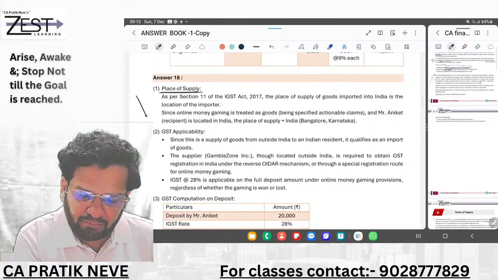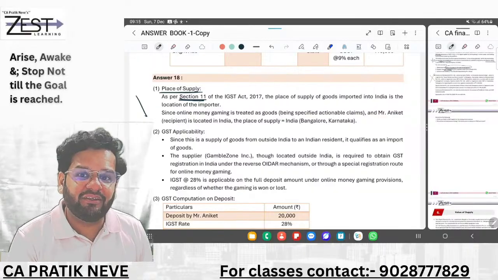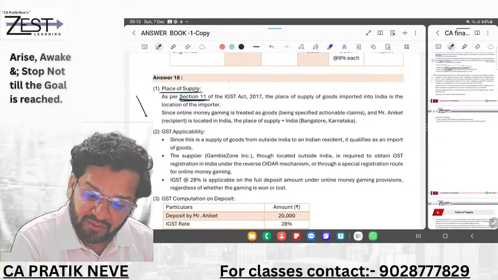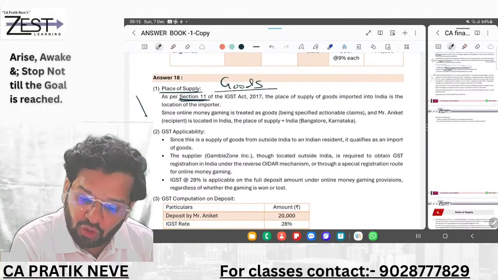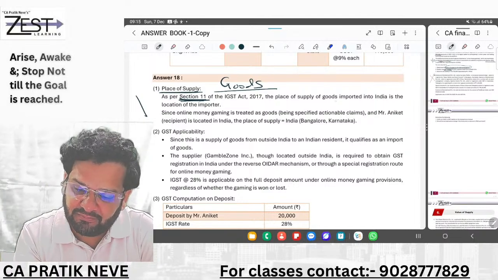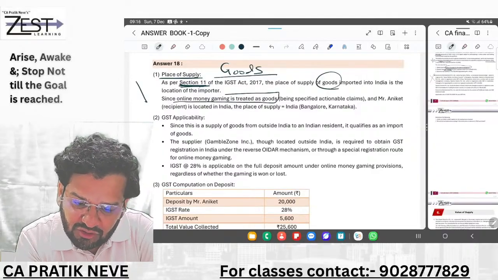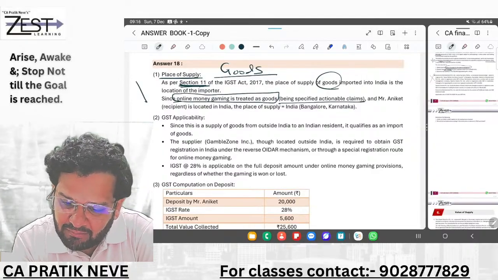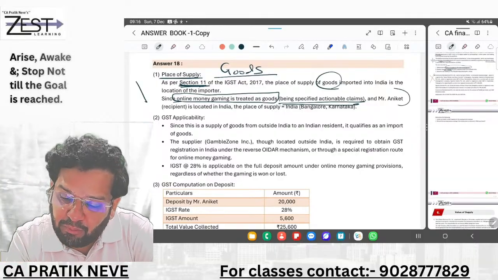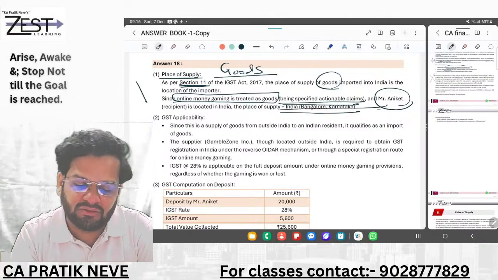So see, place of supply will be as per section 11. Why 11? Because it is goods. This is not services. Specified actionable claim is goods and it is import of goods. Hence section 11 applies. Okay, online money gaming is treated as goods because it is a specified actionable claim. So place of supply will be the location of the importer. Importer means Mr. Aniket. He is in India, Bangalore.